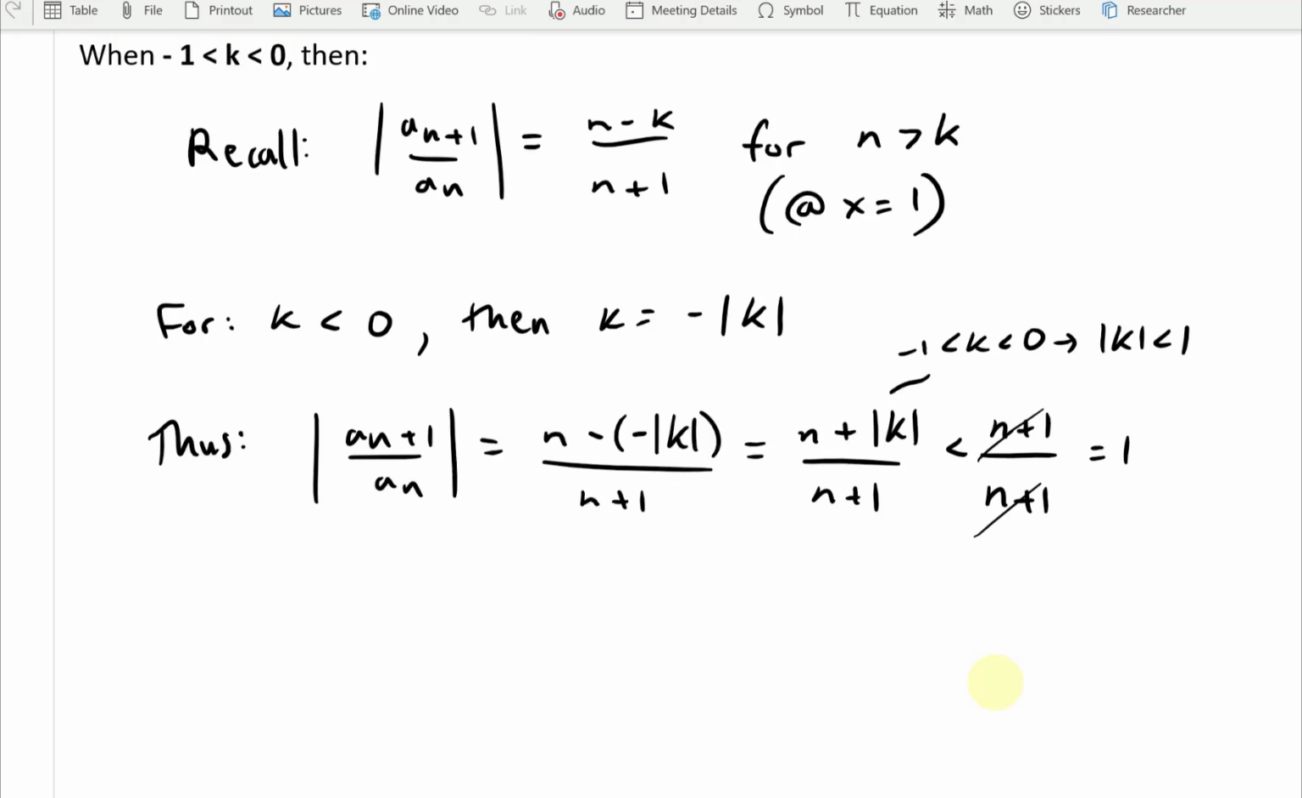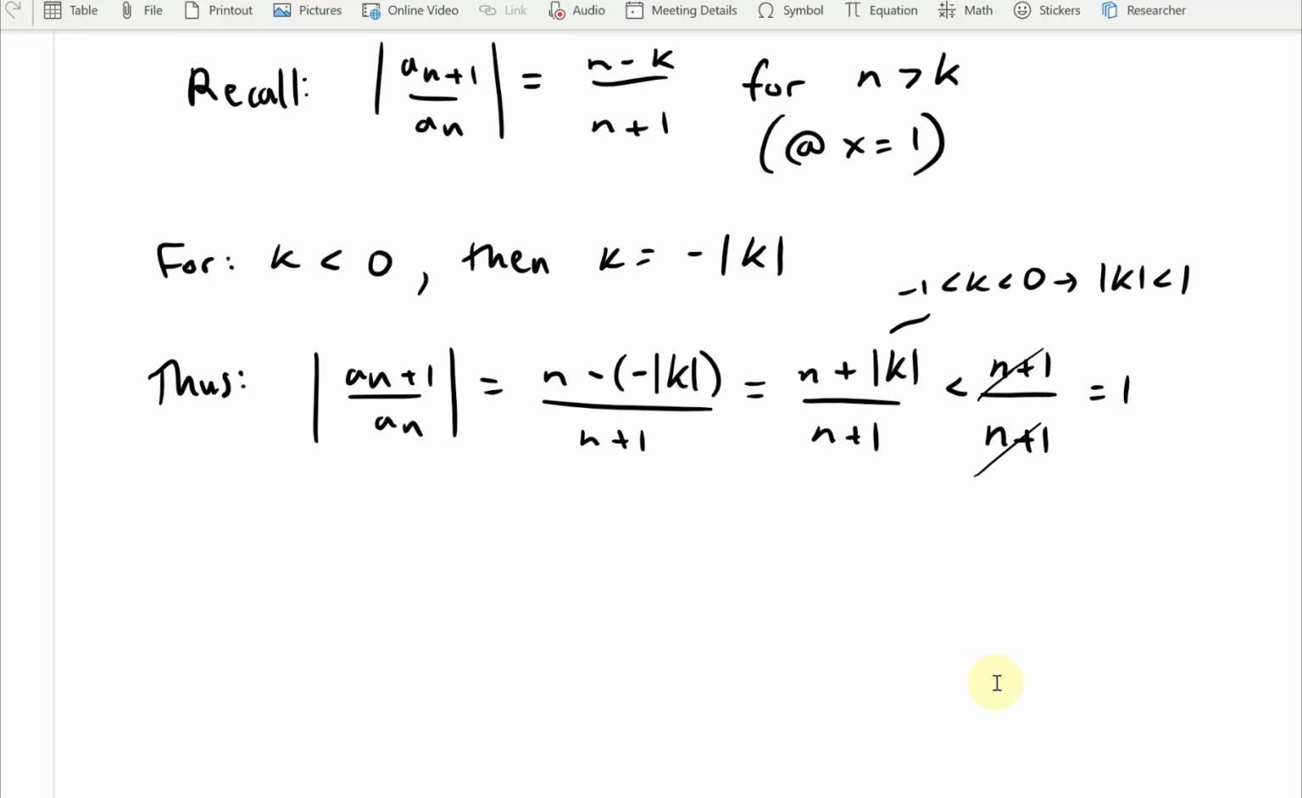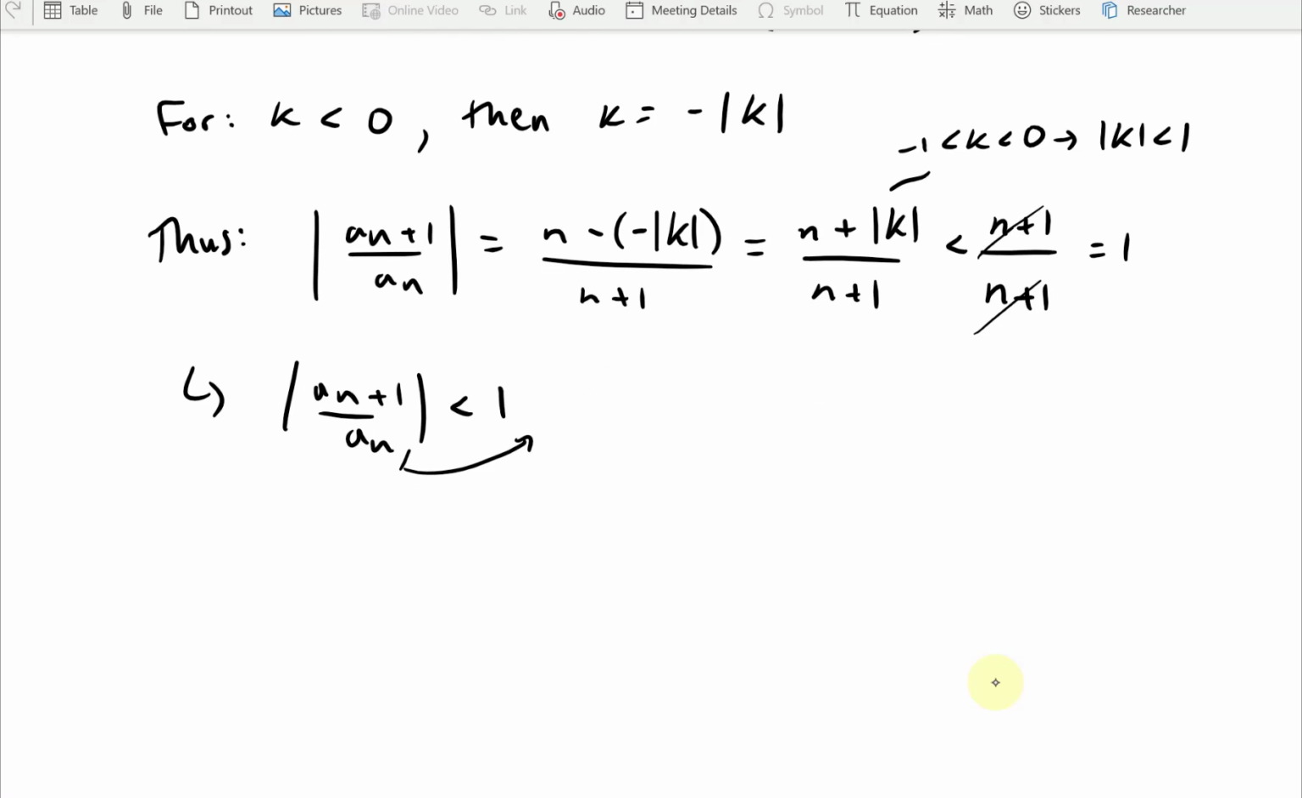And n equals 1. So in other words, what we have is the absolute value of a_(n+1) over a_n is less than 1. So now we can just move this over to this side. So what happens then is, like that, we get the absolute value of a_(n+1) is less than a_n. So this is the first condition.